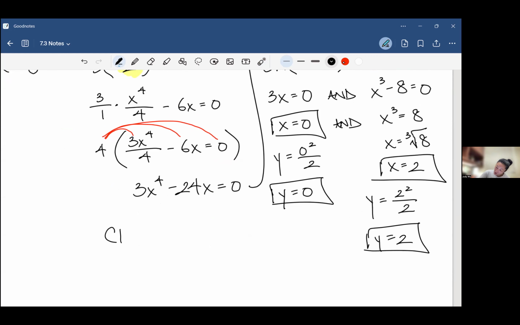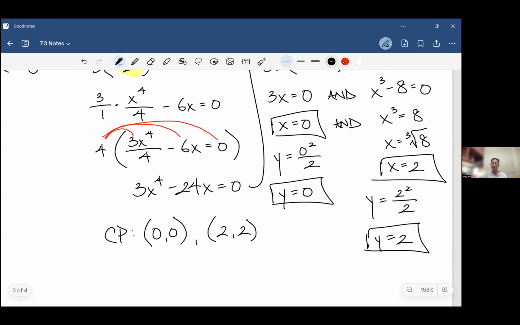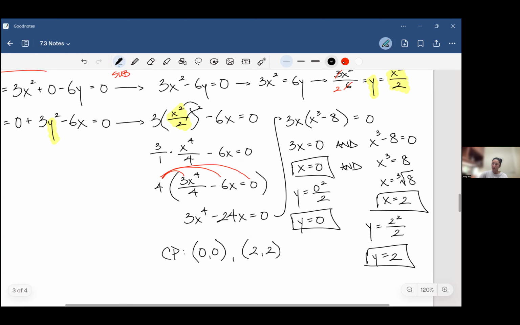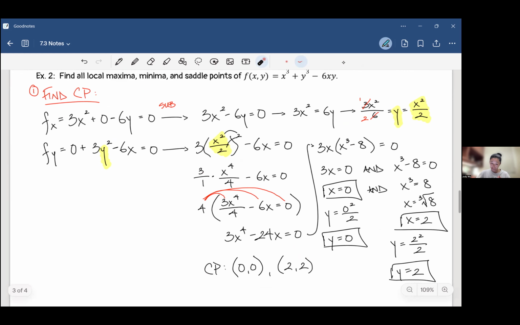Altogether, this means we have two critical points. The first one is the pair (0, 0), and the second one is the pair (2, 2). Okay? So this one is a lot more algebra, but it all just uses skills we learned in our algebra class. We do a little substitution, we use some algebra, and out pop two critical points. What this means for our next step, okay?